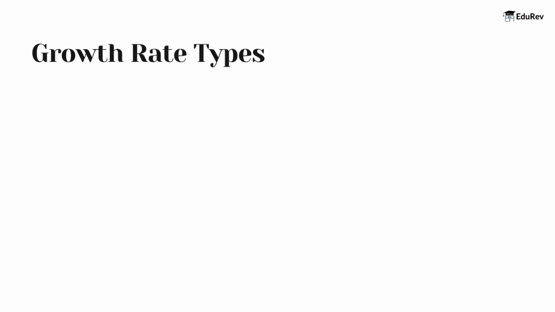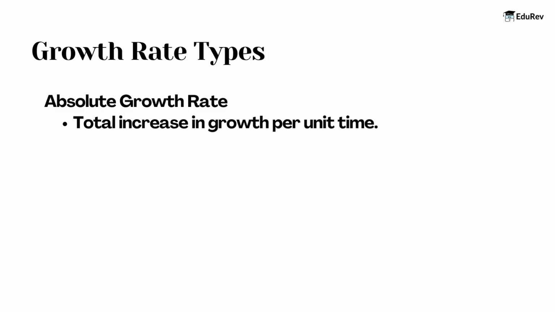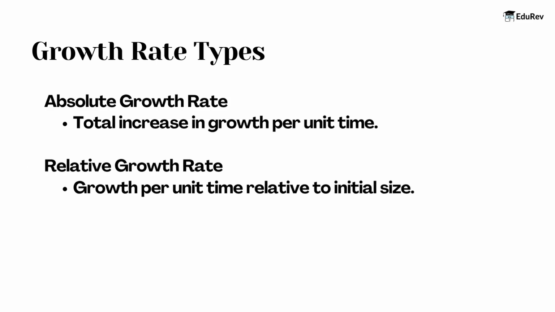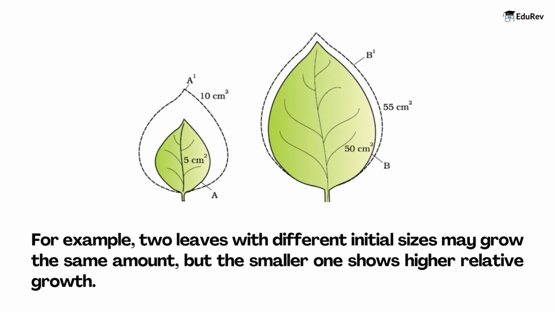Now let's look at the two ways to express growth rate. Absolute growth rate. This tells us the total increase in size or weight over a given time. It gives a clear picture of how much growth occurred. Relative growth rate. This compares the increase to the original size. It shows how efficiently something is growing. For example, if two leaves grow by the same amount but one started out smaller, then the smaller leaf has a higher relative growth rate because it grew more compared to its own size.